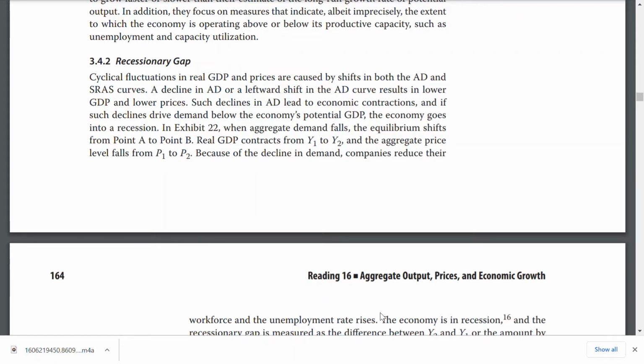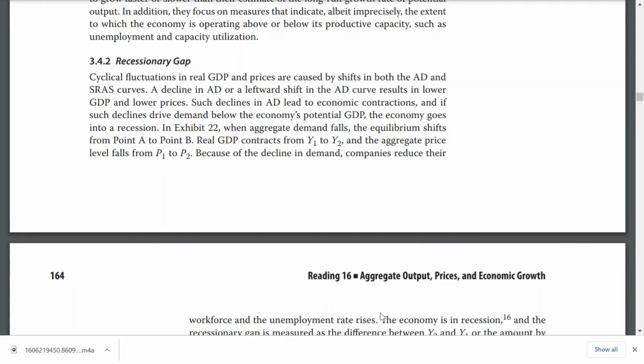3.4.2 Recessionary gap. Cyclical fluctuations in real GDP and prices are caused by shifts in both the AD and SRAS curves, and a decline in AD, or a leftward shift in the AD curve, results in lower GDP and lower prices. Such declines in AD lead to economic contractions, and if such declines drive demand below the economy's potential GDP, the economy goes into a recession.